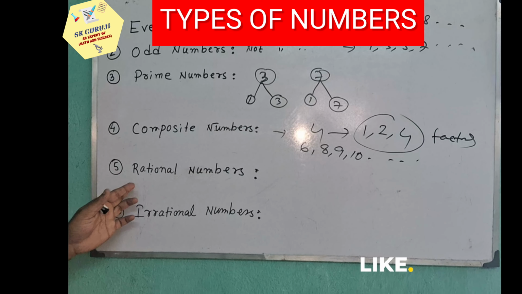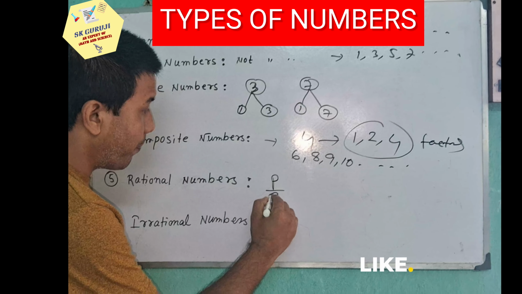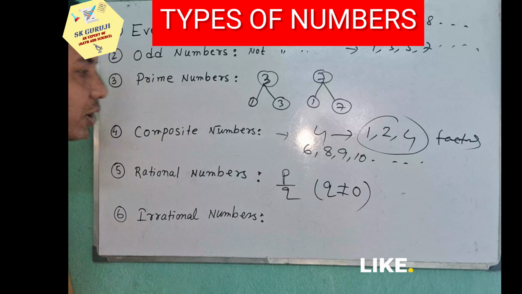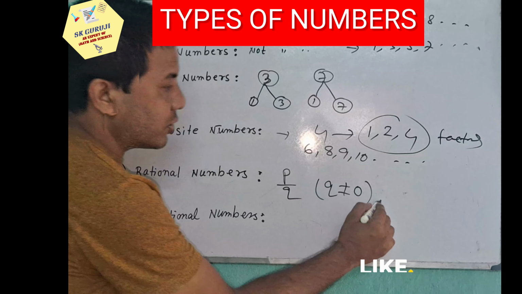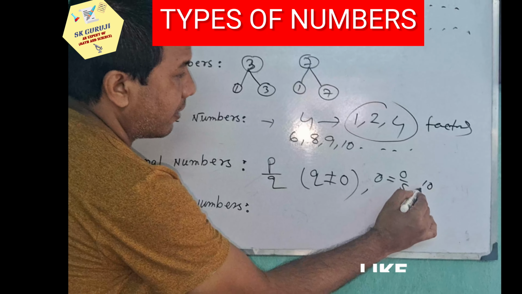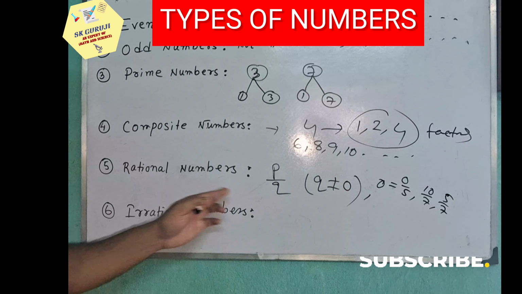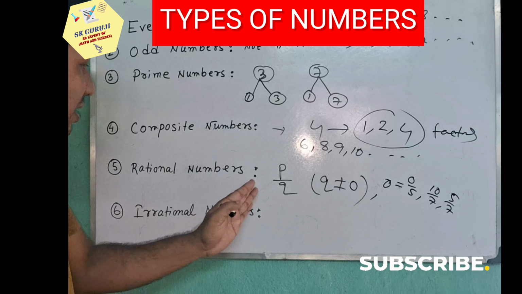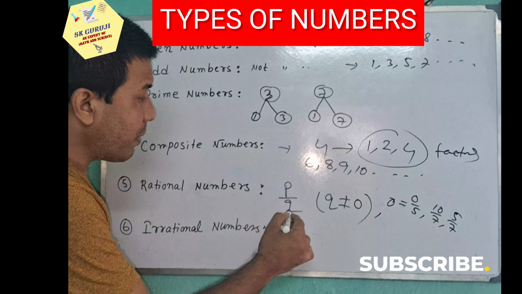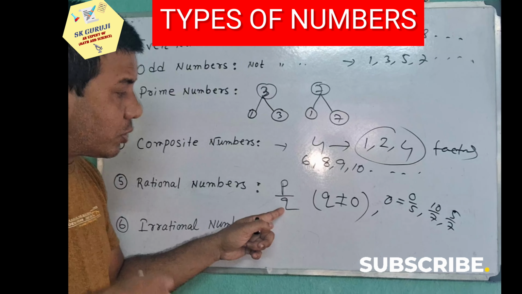Next one, a very important type of number: rational numbers. A rational number is one that can be expressed in p by q form, where q is never 0. The lower part is never 0. We can express 0 as 0 by 5, 10 by 7, 5 by 7 and so many numbers. These numbers are called rational numbers. Once again, rational numbers are such numbers that can be expressed in p by q form. p stands for the upper part, the numerator, and q stands for the denominator.